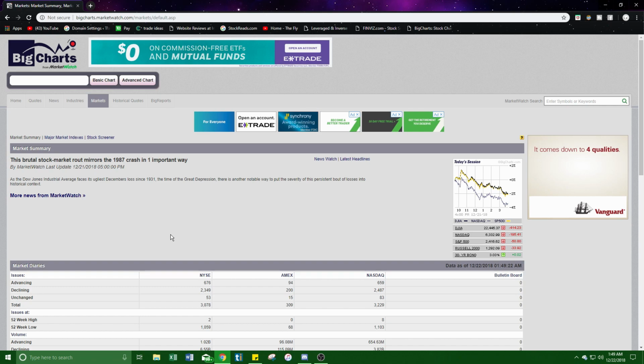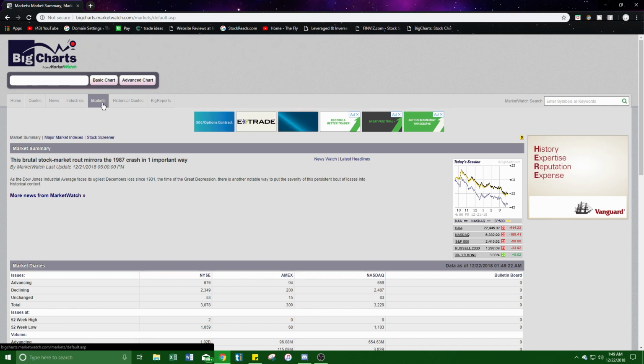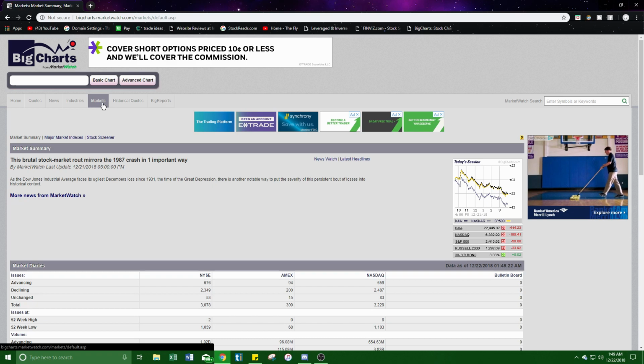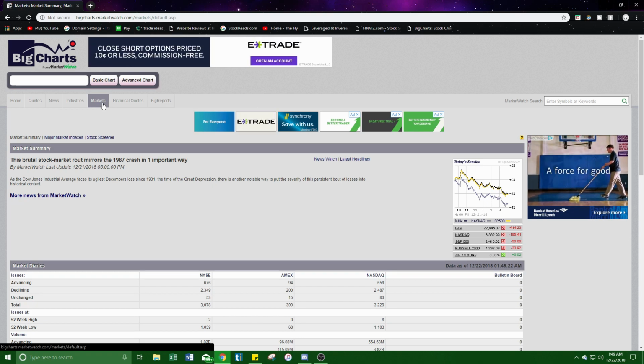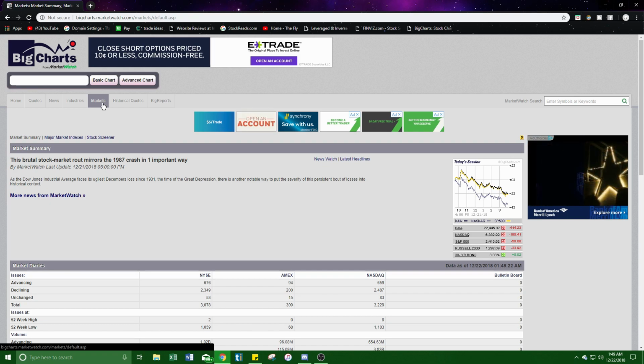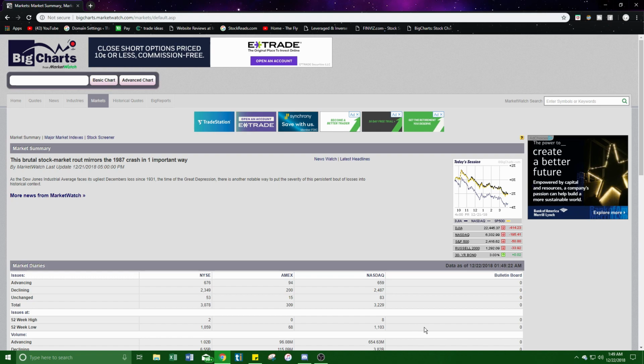This one's a really cool tab right here. I really like this one. This one offers up a lot of information that I think is very helpful to give you an idea of the current market that we're in right now today. And if you just simply visit this tab every day, you'll get a good idea, like I said, of how the market is. So right here, it gives you a little market summary.